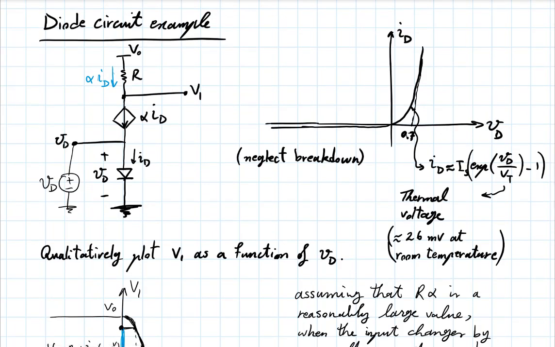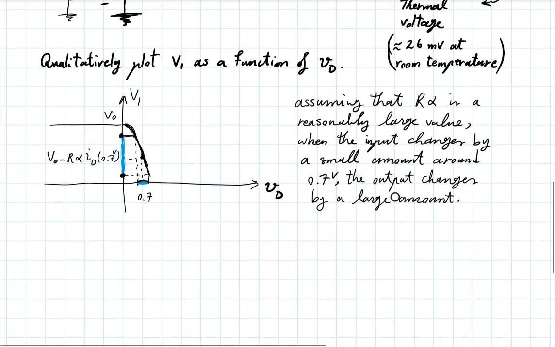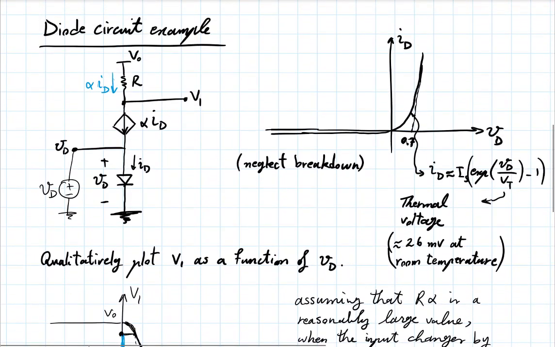Anything we should discuss a little more? Yeah, ID at 0.7 volts. Yeah. So if this point is 0.7 volts, that's all right.